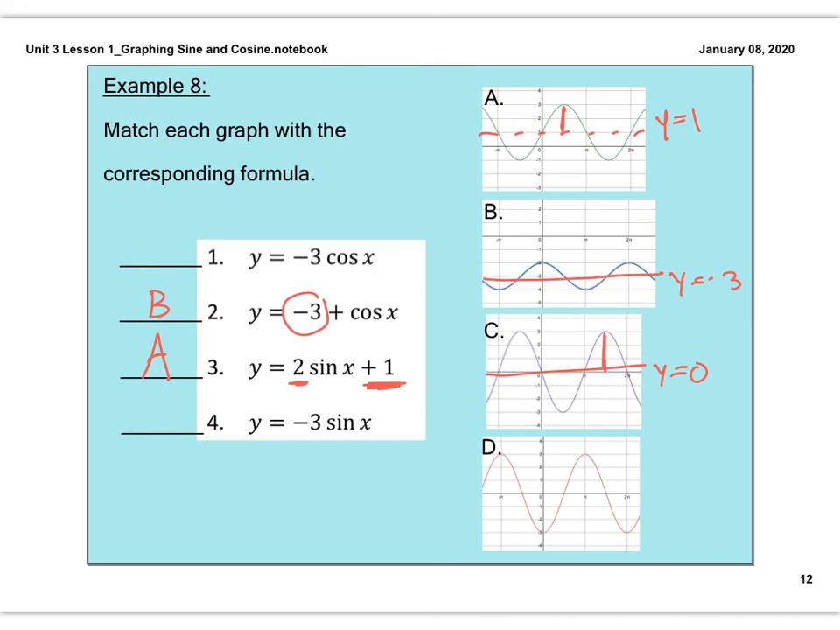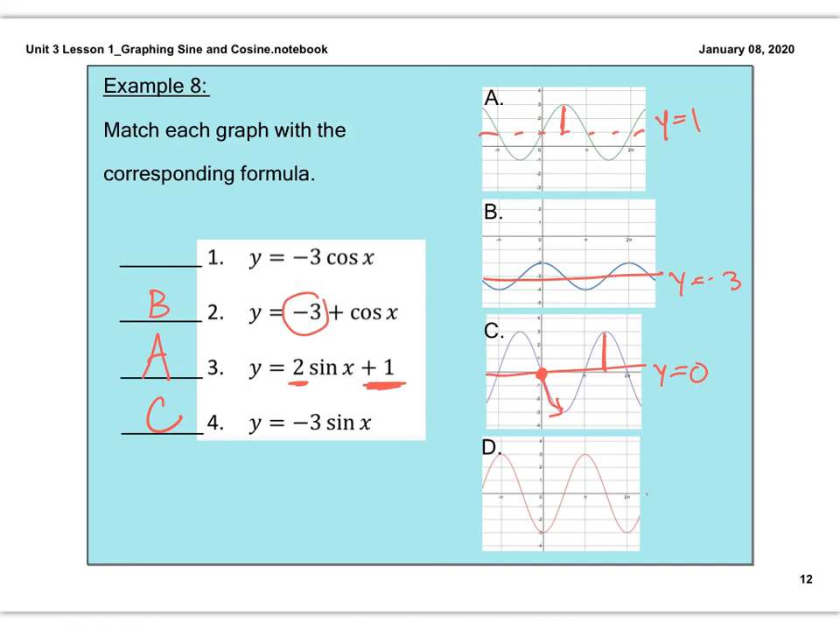So at this point it still could be either number 1 or number 4. Does it look more like a cosine or a sine? That is the question. So it starts here at 0, 0, but instead of going up, it goes down. So it looks like it's a reflection over the x-axis of the sine curve, because the sine curve starts at 0, 0. So I think this is C, which leaves D for that other one.